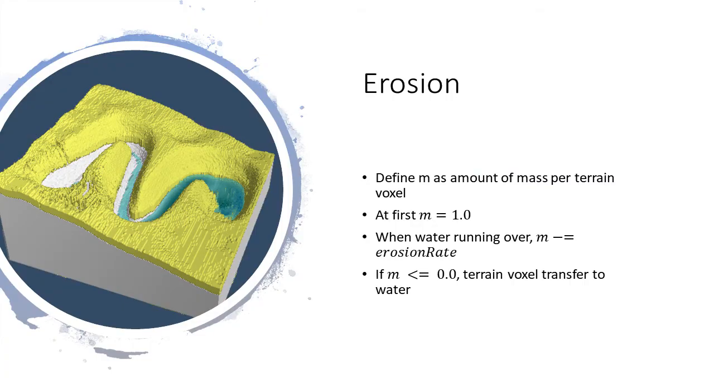Then we apply erosion to it. Define M as the amount of mass per terrain voxel. At first, the mass equals 1. When water is running over, we decrease the mass by the erosion rate per frame. If M is less than 0, then the terrain voxel transfers to water, and that is the erosion.